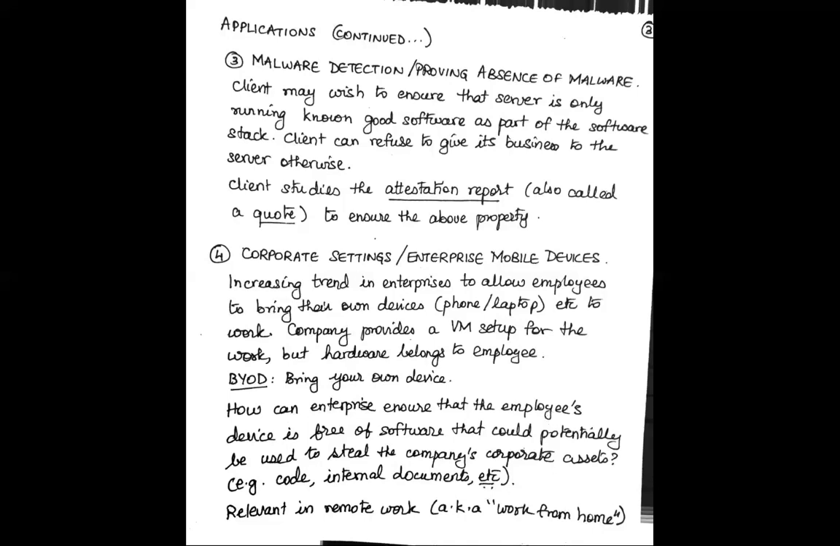So even here, the solution would be that the company server will seek an attestation report from the employee's personal device and only allow personal devices that have a software stack that is acceptable to the company. Otherwise, the employee is forbidden from using their own personal devices for work. Okay, so that particular device will not be allowed to download the virtual machine for the work environment. Okay, so yet another application of trusted computing or attestation protocols.